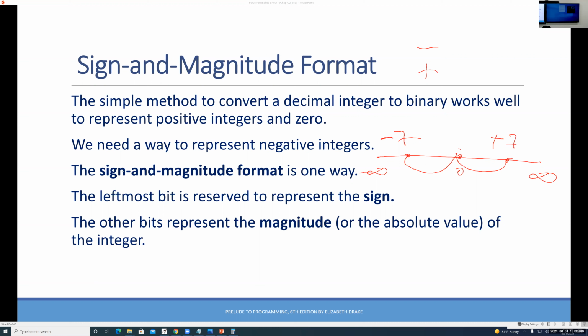So sign and magnitude is one way to store negative integer numbers. Remember that the leftmost bit is reserved to represent the sign, and the other bits represent the magnitude, or the absolute value. The absolute value of positive 7 is 7, and the absolute value of negative 7 is also 7. That is something you have to remember. In the sign and magnitude format, the leftmost bit is reserved for the sign, and all the other bits represent the magnitude.